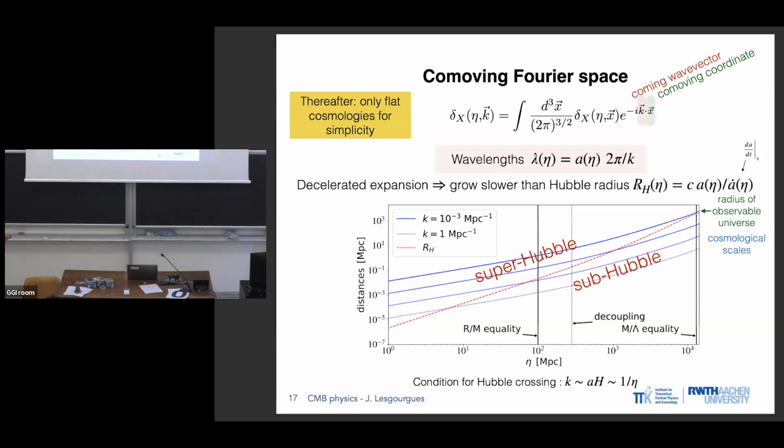The condition for Hubble crossing, so the condition for being at the intersection between the blue and the red line, can be written in different ways by just equating lambda and RH. You can show that on this line, the wave number is of the order of aH or 1 over eta. So a nice compact way to write that the mode crosses the Hubble radius is to write k eta is of order 1.